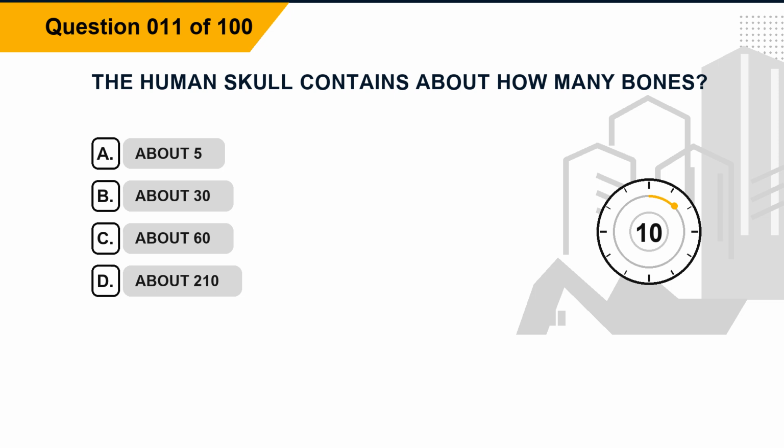Question 11. The human skull contains about how many bones? Option A. About 5. Option B. About 30. Option C. About 60. Option D. About 210. The correct answer is option B.